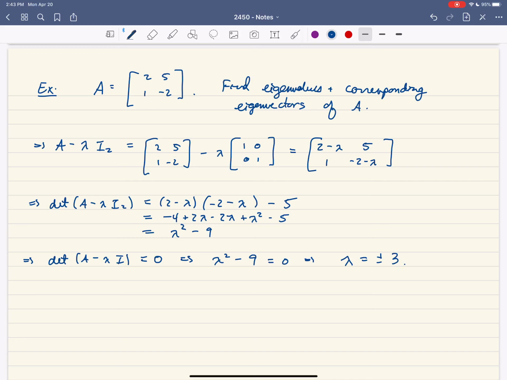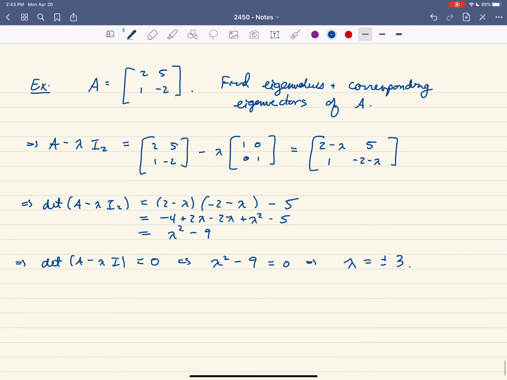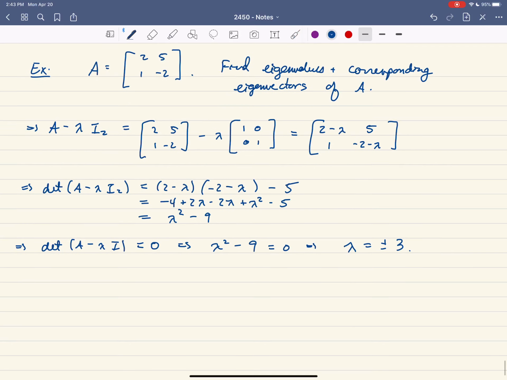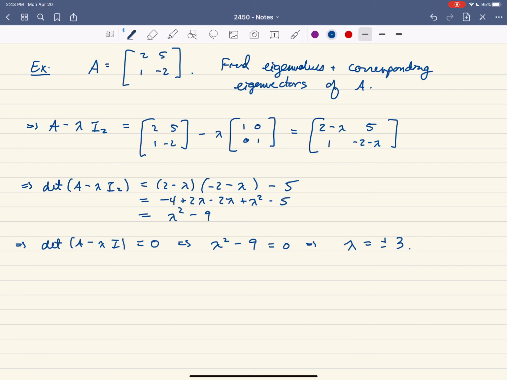So here we're going to have two different eigenvalues. And we know that we can have at most two eigenvalues because the characteristic polynomial is a polynomial of degree 2. So we can have at most two solutions. All right.